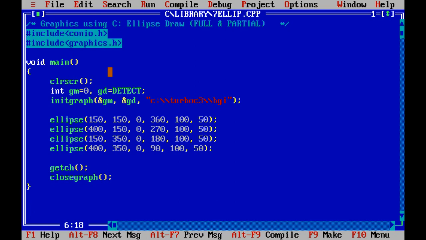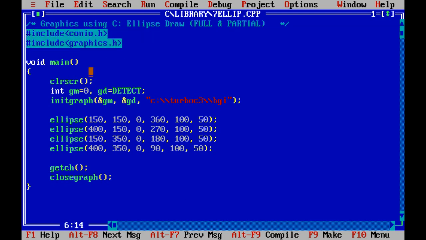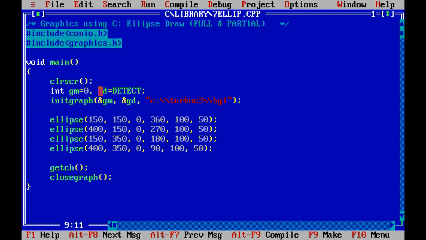As mentioned in our early tutorials, why we use these two header files and the functions of this code block, that means initgraph, the graphics driver, detect, all these are mentioned in my early tutorials. So those who have not yet gone through these tutorials are suggested to follow those tutorials. Okay, now I only discuss these functions.